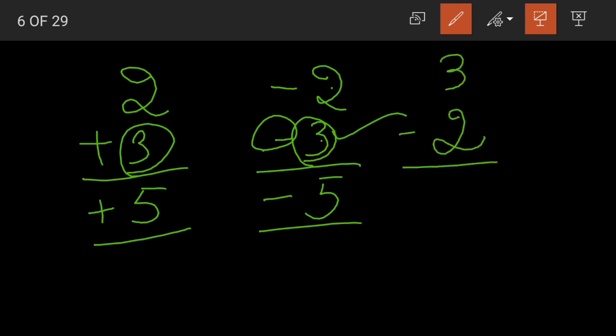Again, 3 and minus 2, that is 3 minus 2. 3 minus 2 is what? 3 minus 2 is 1. 3 is the higher absolute value number. It is having a positive sign. The answer will also have a positive sign. Clear, class? Look at another scenario.